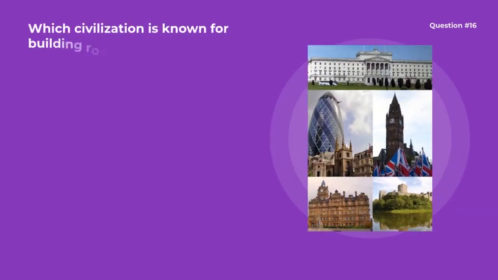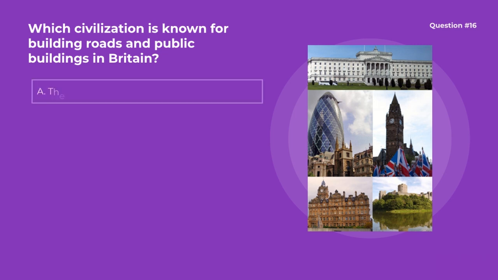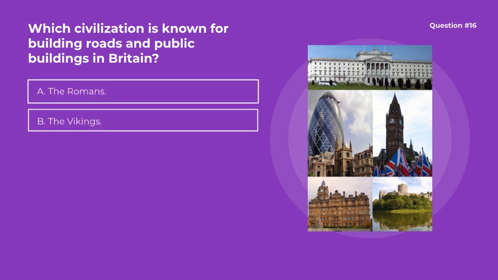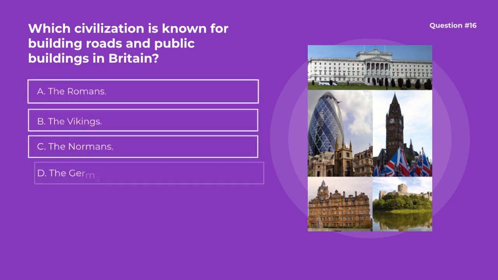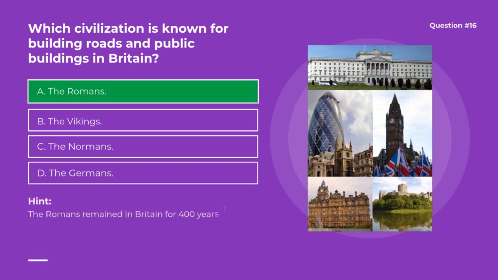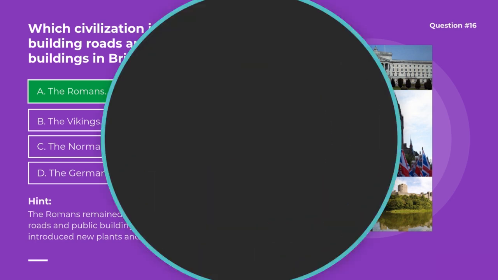Question number 14. Which civilization is known for building roads and public buildings in Britain? Options are A. The Romans, B. The Vikings, C. The Normans, D. The Germans. The correct option is the Romans. The Romans remained in Britain for 400 years. They built roads and public buildings, created a structure of law, and introduced new plants and animals.